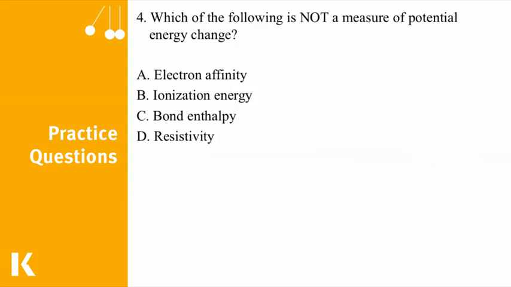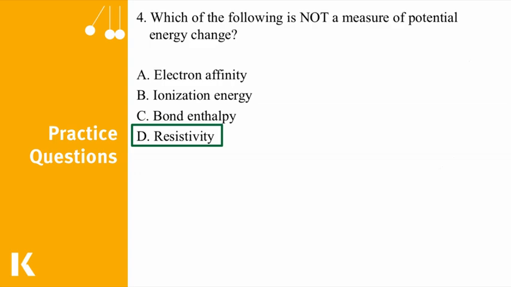And finally, let's take a look at question number 4. Go ahead and choose your answer. The correct answer is D. Each of the other three, electron affinity, ionization energy, and bond enthalpy, are in fact measures of how electric potential energy changes as we move electrons around in relation to nuclei.